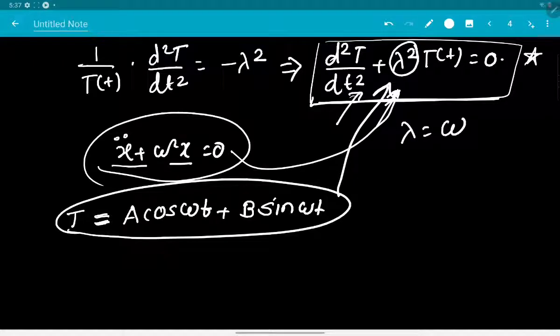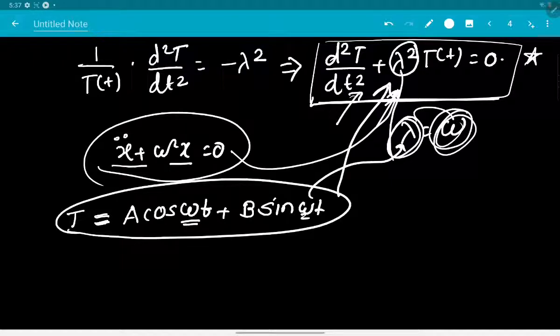We have already solved this differential equation, and it comes out to be this way, where omega is nothing but lambda. I am just changing this lambda to omega and putting this omega over here. You could have gone ahead with lambda, not an issue, but in order to be consistent with what we have been doing so far, I am changing it to omega. Okay, fine. So we have found out the T part.